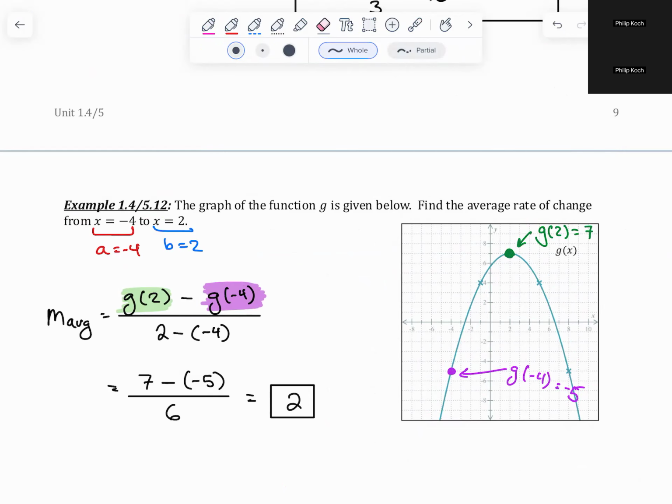Hector, do you have a question? Okay. So that is the end of lines. Does anybody have any questions on that? How'd you get the 7? That's g of 2, which is the y value at 2, which is 7 here. Similarly for g of negative 4.